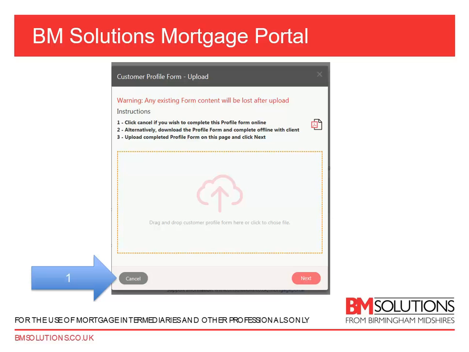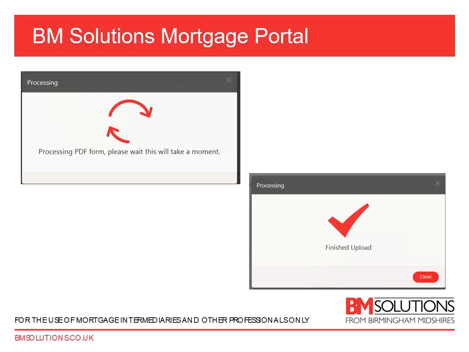So if you click cancel first of all, what this will do is enable you to key in directly into the customer profile form, or next, number 2, this is where you can get a copy of the PDF. Once you've got the customer profile form PDF document dragged into the box, you press next. The form will be imported into the system.